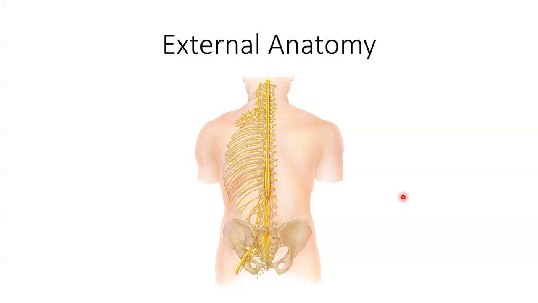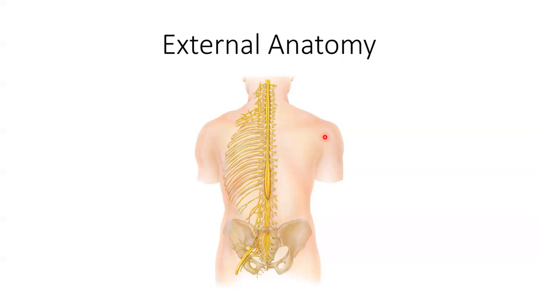So looking at the external of the spinal cord, and as I said, the spinal cord extends from the medulla oblongata down to about the top of the second lumbar vertebra. So this is our spinal cord here. Spinal nerves exiting that spinal cord can go lower in the vertebral column, but not the actual spinal cord itself.